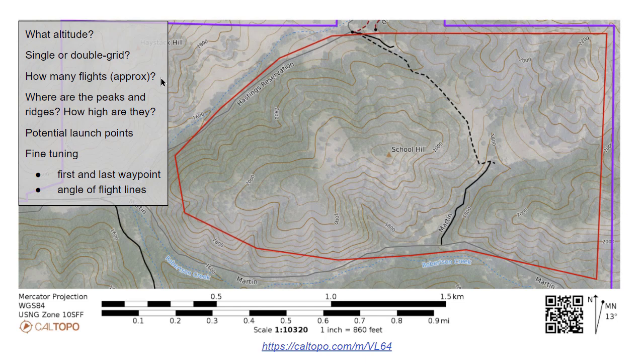How many flights? That's a good question. Ballpark figure, we know this is 400 acres, the study area, and we know the maximum we can get under good conditions with the Mavic 2 Pro is roughly 50 acres.